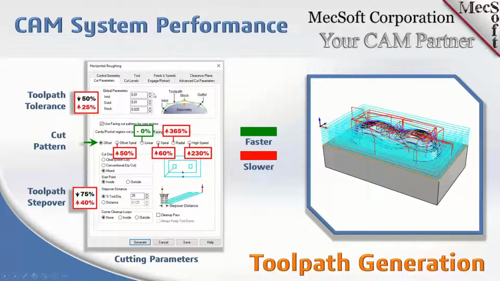Okay, so let's take a look at some parameters that will affect your toolpath generation. This dialog here on the right, the parameters that you see in here are the default parameters. So if you just bought the program, you installed it, and you opened up a horizontal roughing operation, you'll see these default parameters. Now, the two big ones that will contribute to toolpath generation time are your toolpath tolerance here at the top and your toolpath step over.